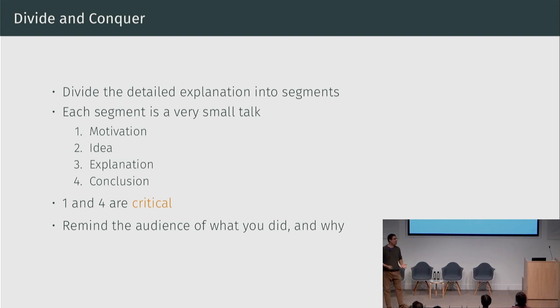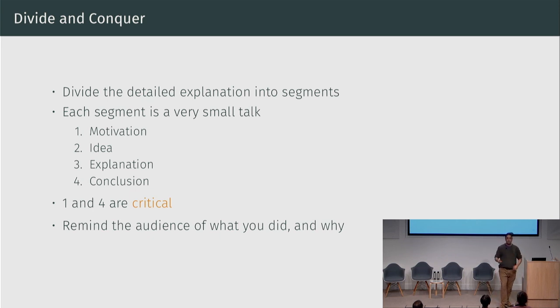Because we are computer programmers, what we can do is say, we have a big problem. Let's break it up into smaller problems and solve them individually. We can appeal to recursion. So what you want to do is divide your big idea, the thing you want to explain in detail, into smaller pieces, and treat each segment of your exposition as a tiny little talk in its own right. And what you want to do is start with a motivation, explain the idea contextually, actually explain it, and then close with the conclusion.